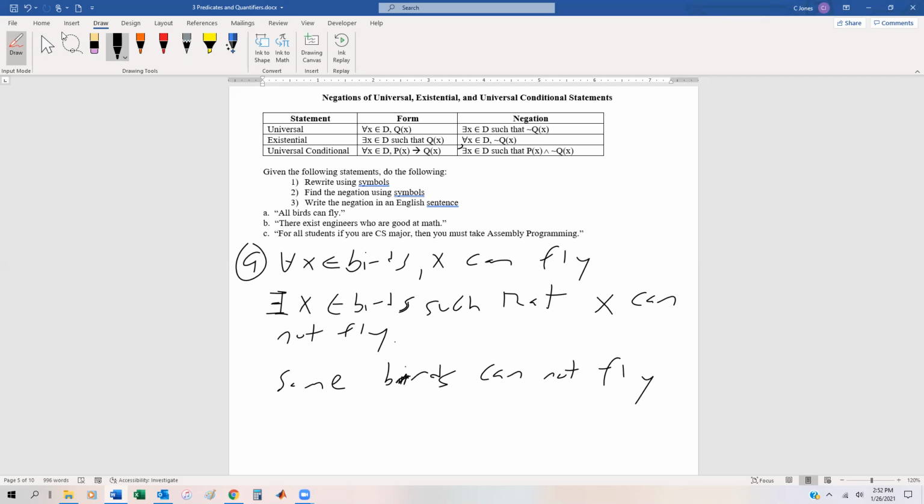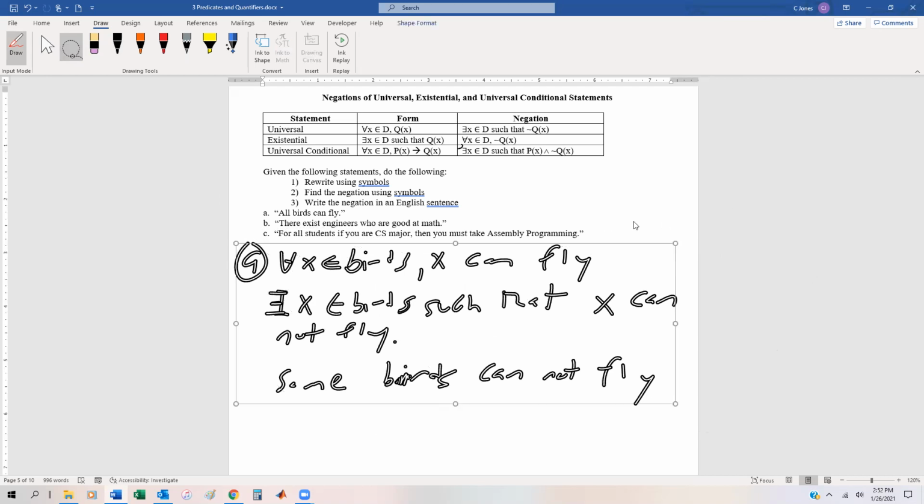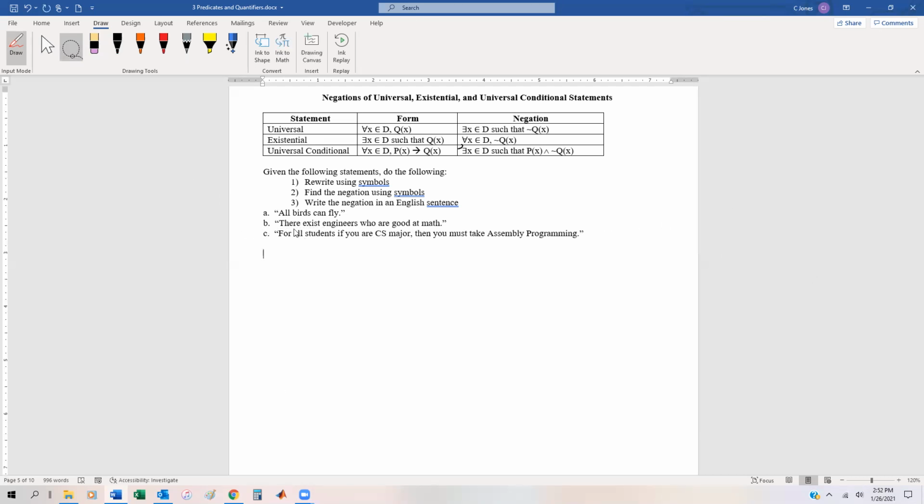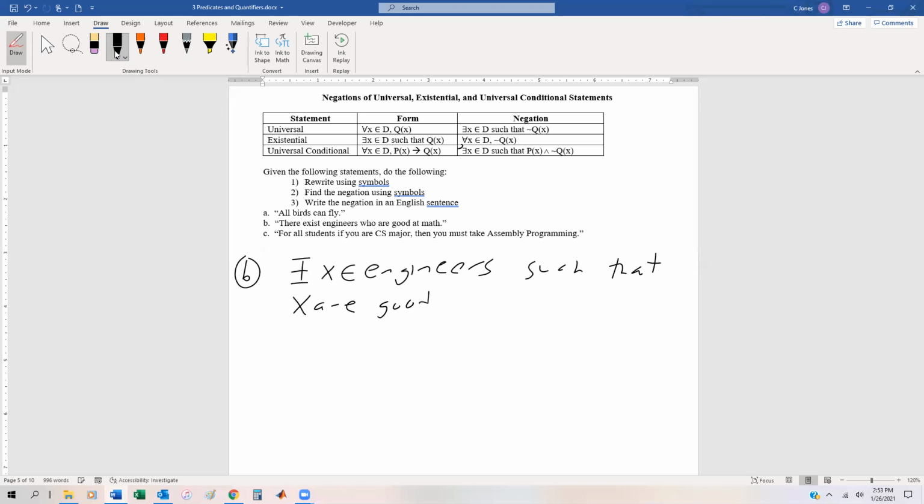Now, the next one, for letter B, is that we want to write there exist engineers who are good at math. Symbolically, we can write there exists x in engineers such that x is good at math, or x are good at math. Let's hope so.